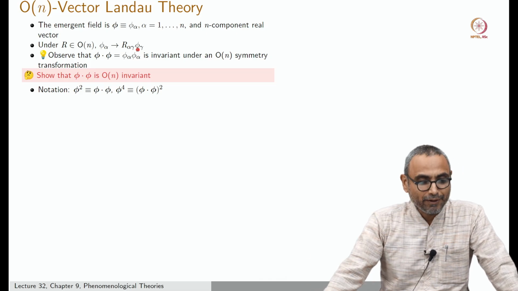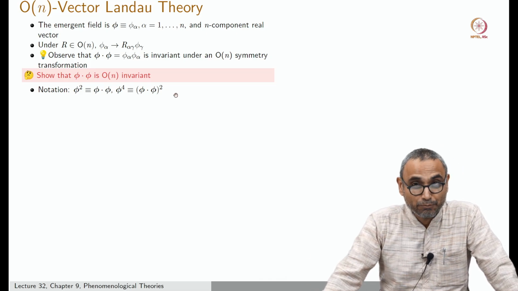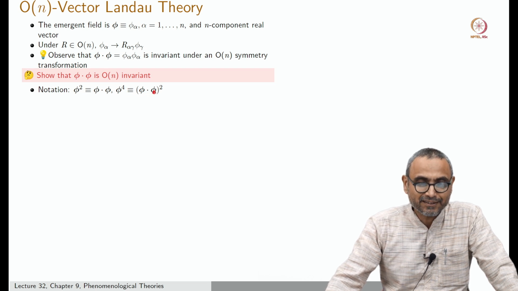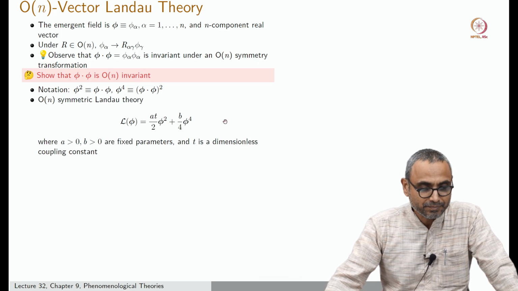Now, before we proceed, I also want to flash some notation that is very commonly used in the literature associated with this class of problems. When someone says a vector squared, what they mean is phi dot phi. And when they say vector to the 4, what they mean is phi dot phi, the whole squared. Okay, so this is typical notation that people use.